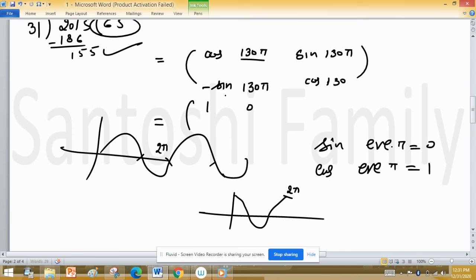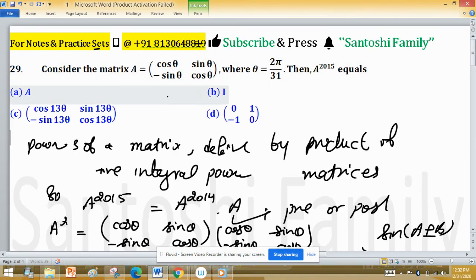The sine value is 0, and minus of sine of an even multiple of pi is minus of 0, or simply 0, and the last entry is 1. It means the identity matrix of the correct size. So option B is right here.